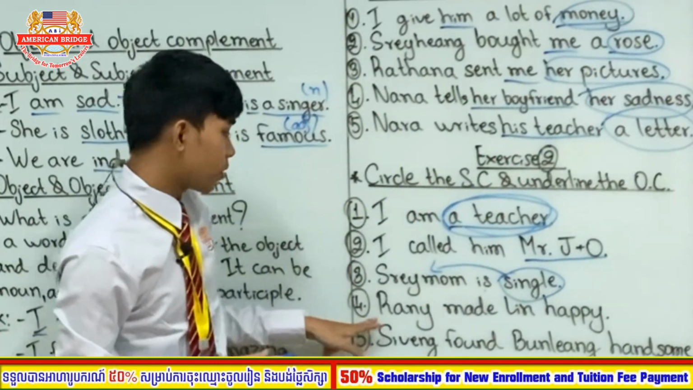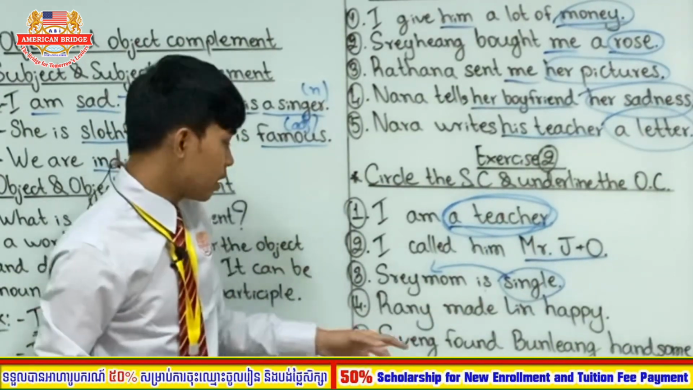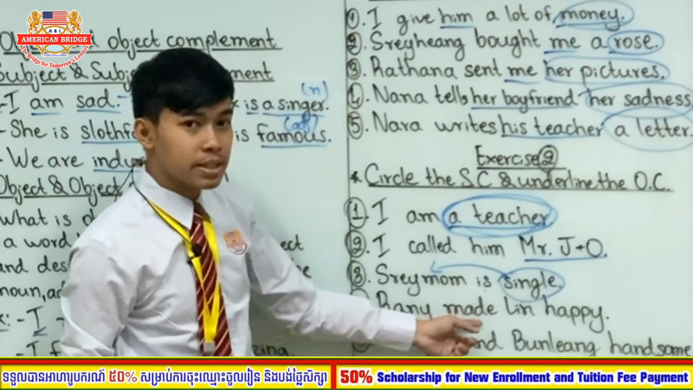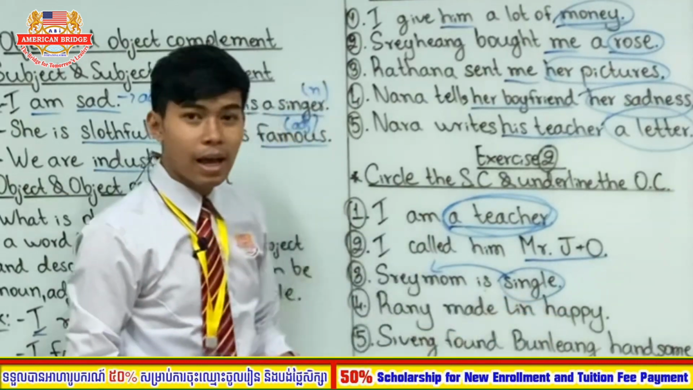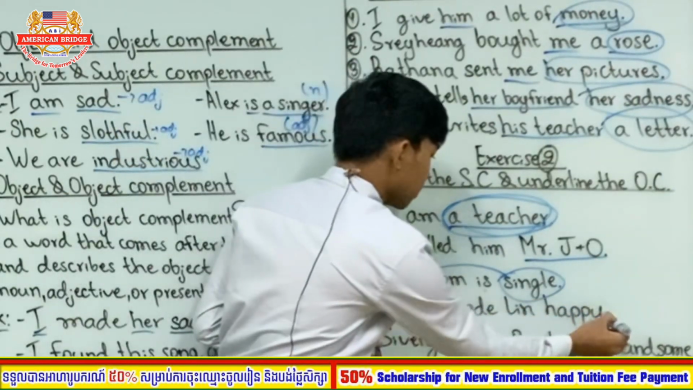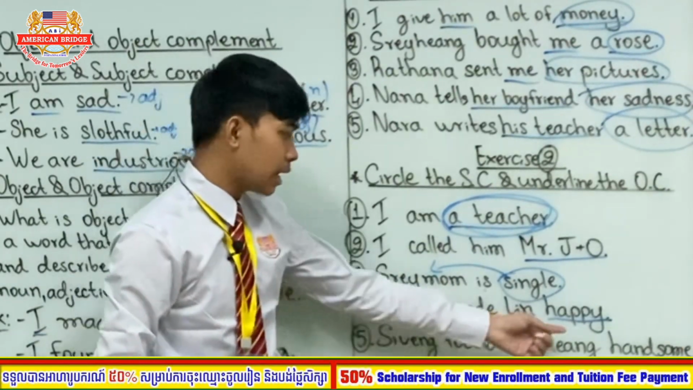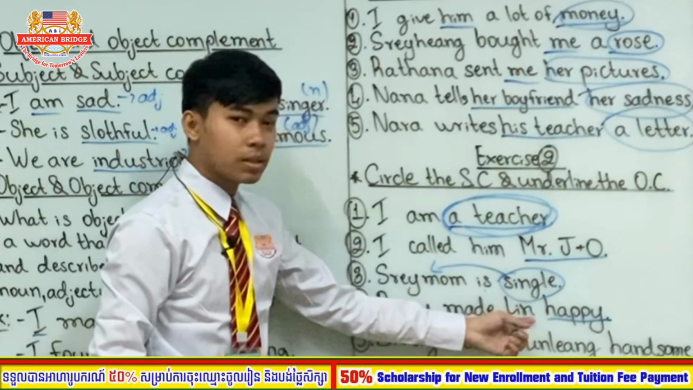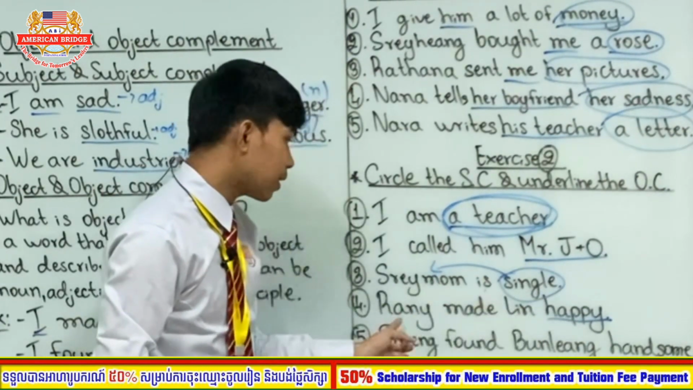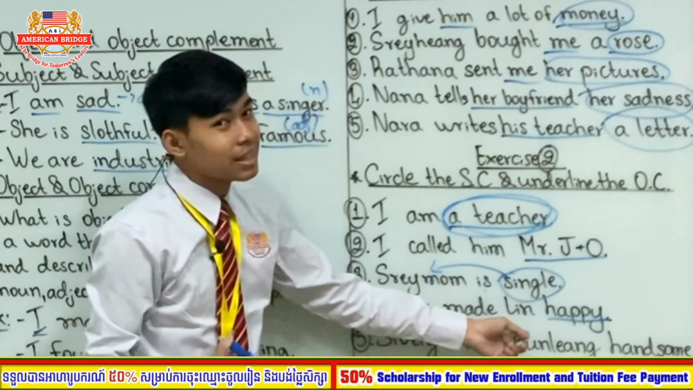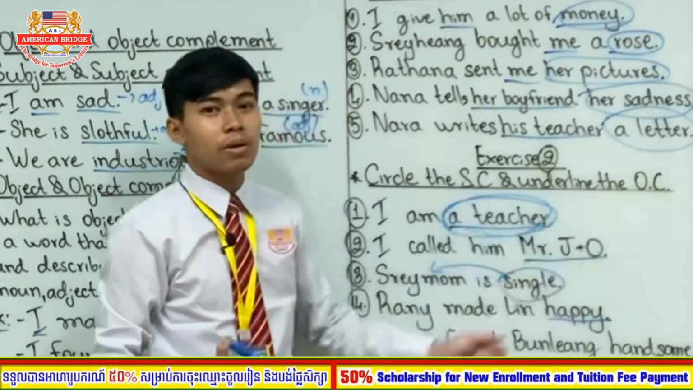Let's go to number 4. Rani made Lin happy. So Rani is a subject, made here is a verb, Lin here is an object. How about happy here? Happy here is an object complement. Why do I say happy here is an object complement? Because the word happy here comes after the object Lin and it describes Lin. Rani made Lin what? Made Lin happy. So the word happy here is an object complement, so that's why we have to underline.